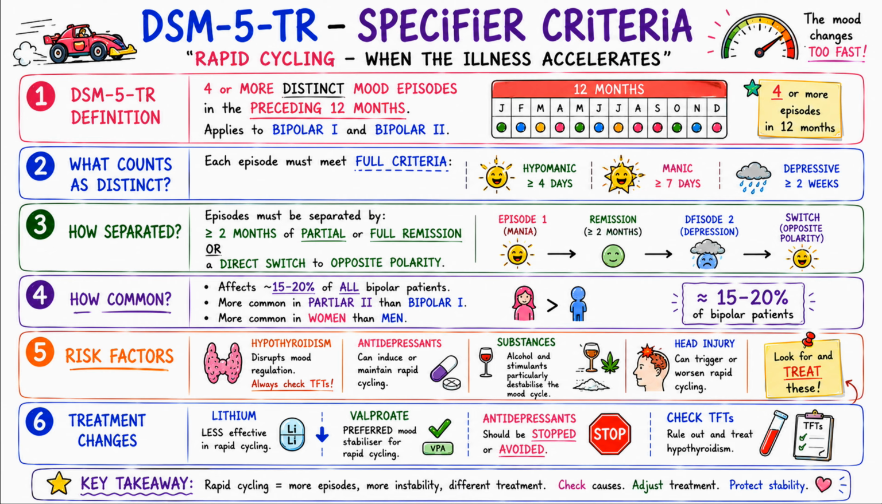4 or more mood episodes in 12 months. But let's be precise about what counts. Not just bad days and good days, actual episodes that meet full criteria. A hypomanic episode needs to last at least 4 days. A full manic episode at least 7 days. A major depressive episode at least 2 weeks. And they must be properly separated, either by 2 months of meaningful remission or by a direct switch to the opposite pole. Switching straight from mania to depression counts as 2 episodes even without a gap.